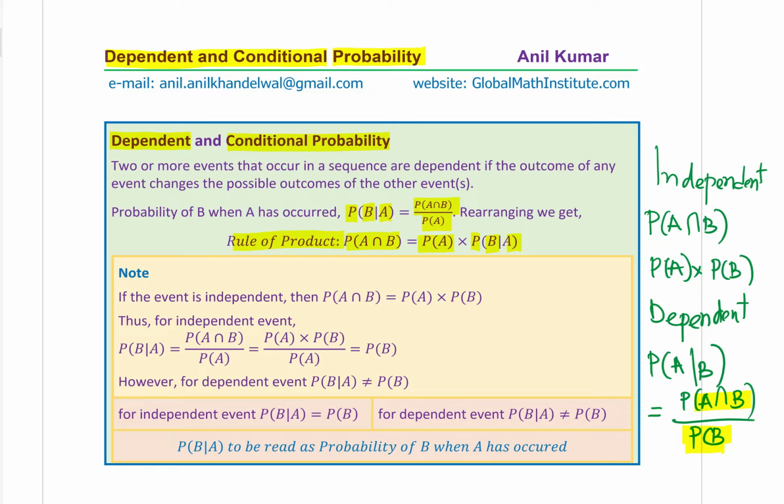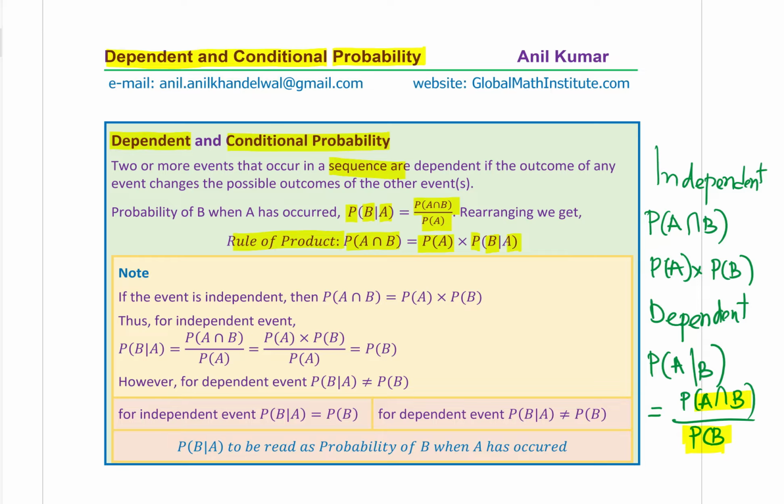Okay, so now let's see what is written here. Two or more events that occur in a sequence are dependent if the outcome of any event changes the possible outcome of the other events. So it could be either way, right? Probability of B can affect probability of A, probability of A can affect probability of B. Now in this sequence of events, you could consider either way. Do you understand the idea, right? We'll have examples which will further clear this particular point.